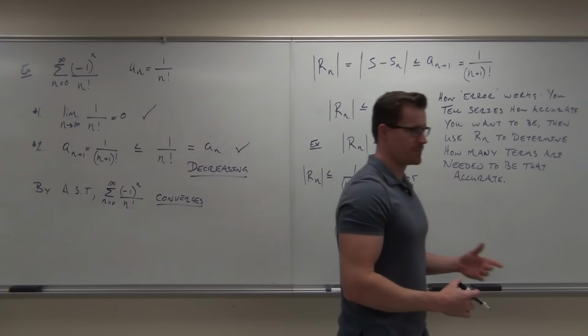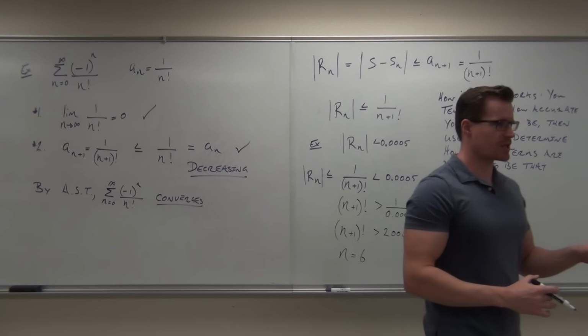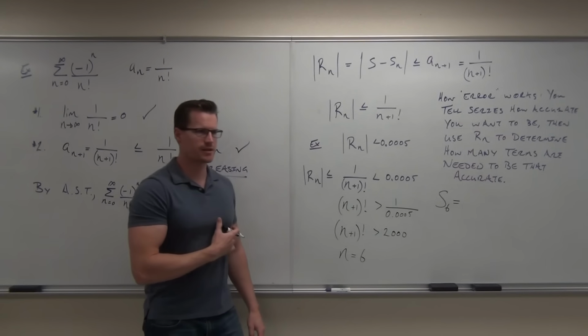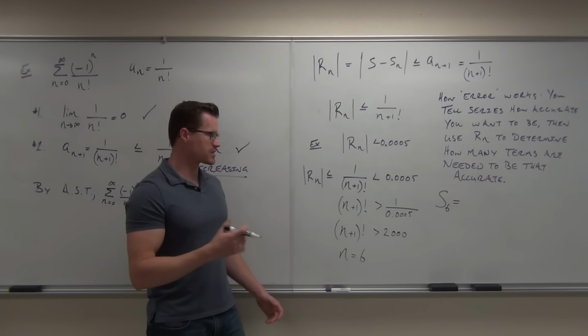Now what we do with that, we say this. If I take and add, well, I'm going to add and subtract because it's an alternating series, if I add the first 6 terms, that partial sum will be way within 5/10,000ths of the actual sum. So we're going to find S sub 6. S sub 6 just says add the first 6 terms.